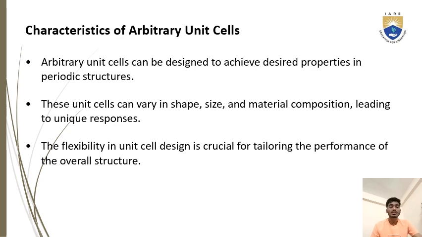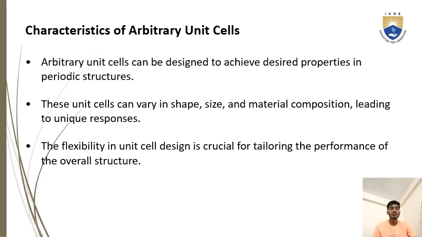Topological characteristics. Connectivity. Arbitrary unit cells can have complex connectivity, with cells connected in non-trivial ways. Genus. The genus of the unit cell can be non-zero, indicating the presence of holes or tunnels. Euler characteristic. The Euler characteristic of the unit cell can be non-zero, indicating the presence of non-trivial topology.